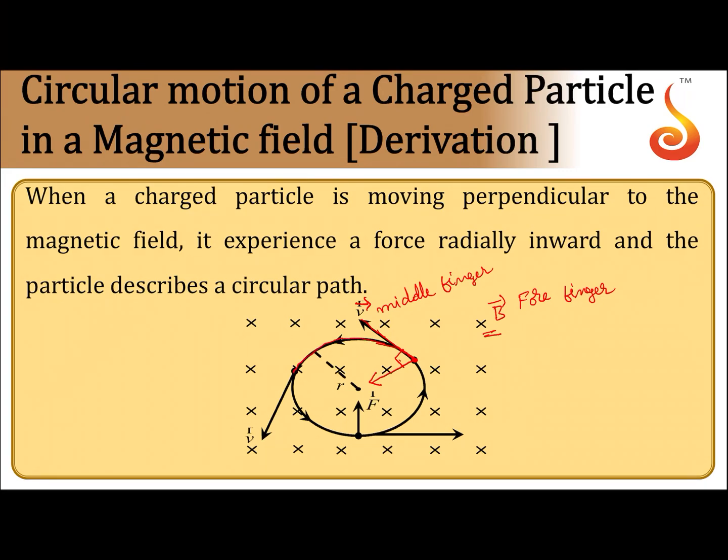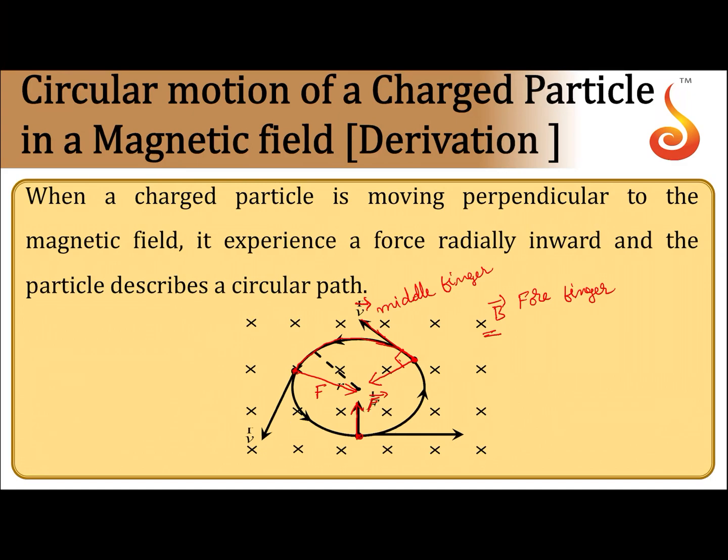So if I consider one more point here and apply Fleming's left hand rule, you will find that the force is directed radially inwards towards the center of the circular path, right? So if you consider here, force will be this way. So at every point, force is making it move in a circular path.